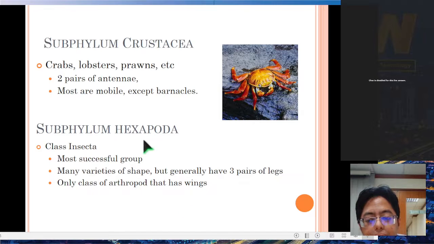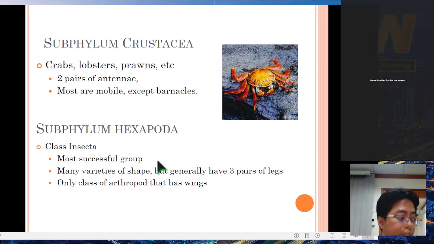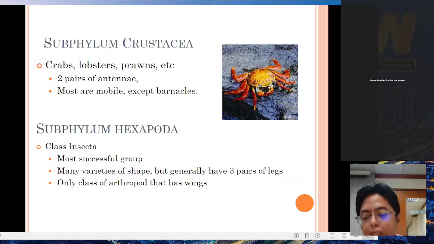Okay, next will be the ones that we call insects, which are the hexapoda, the six-legged, the most successful group. Many varieties of shape, but generally they have three pairs of legs, and they are the only arthropod that has wings. Sometimes they don't have wings, sometimes they have.